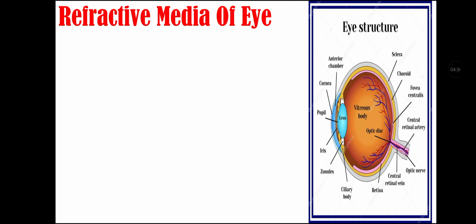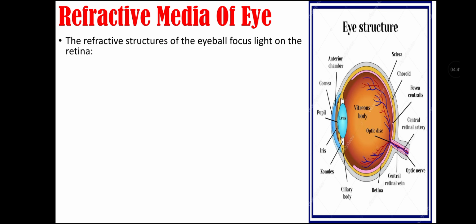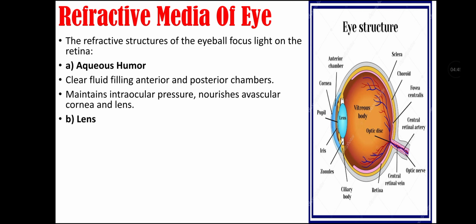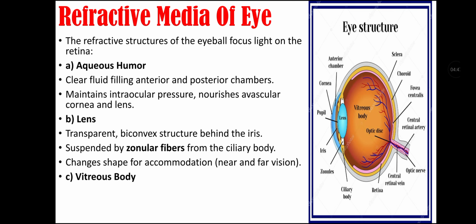Refractive media of eye, that are the inner structures of the eyeball. The refractive structures of eyeball focus light on the retina. They include aqueous humor, lens, and vitreous body. Aqueous humor is a clear fluid that is filling anterior and posterior chamber. It maintains intraocular pressure. It nourishes avascular cornea and lens.